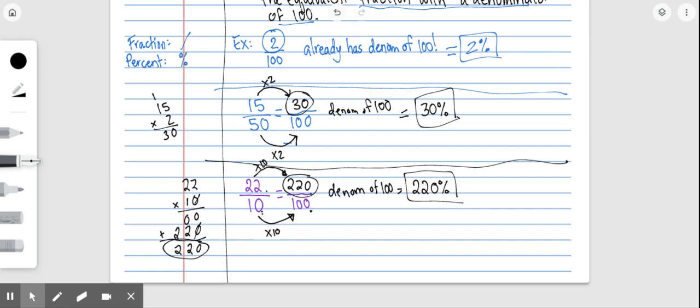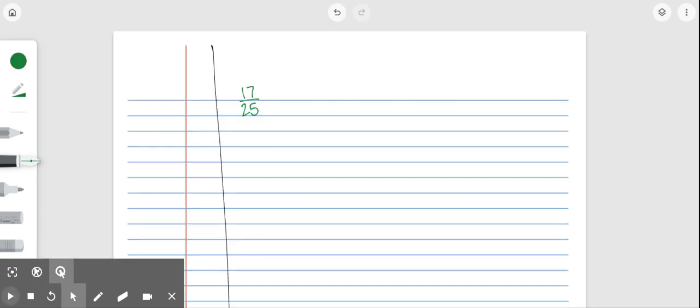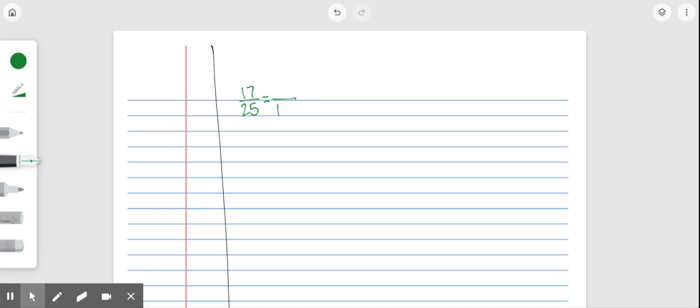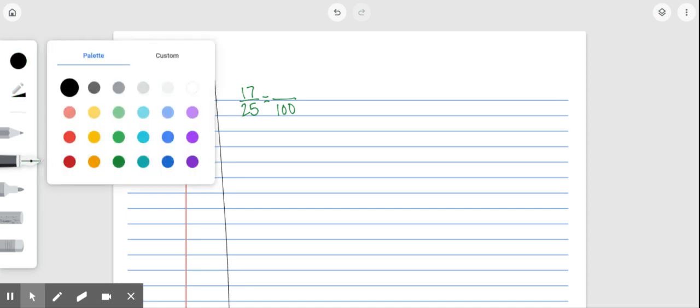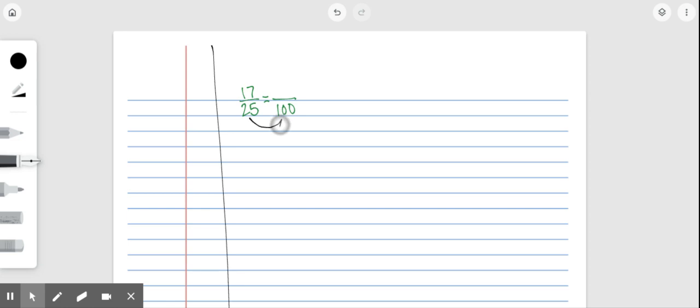All right. I'm going to do one more, and then I'm going to give you some try-its. So I'm going to start on a new page. Okay, so this is my final example before I do some try-its. Now, I know that in order to write a percent, I want it out of 100. But sometimes it's not easy for me to tell what I need to multiply by. So 25 to get to 100, I'm not quite sure what that is. I don't know how to get from 25 to 100.